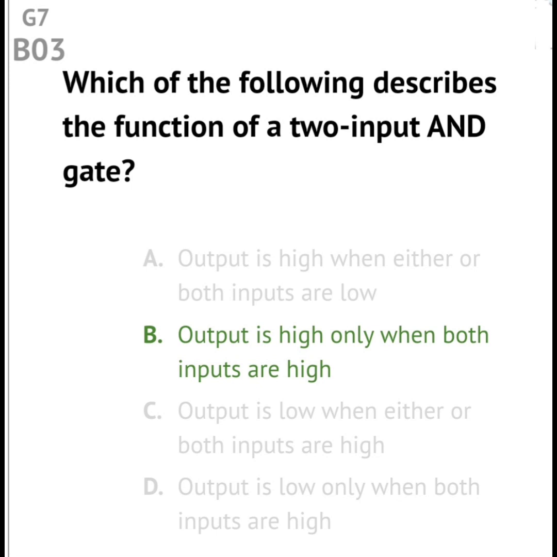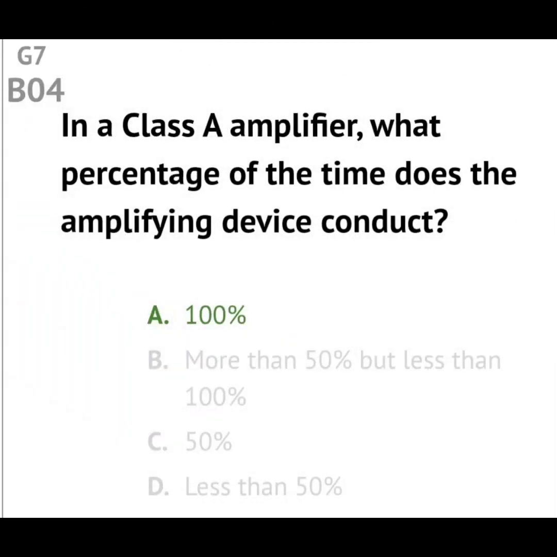Question G7B03. Which of the following describes the function of a two-input AND gate? Answer. Output is high only when both inputs are high. Question G7B04. In a Class A amplifier, what percentage of the time does the amplifying device conduct? Answer. 100%.